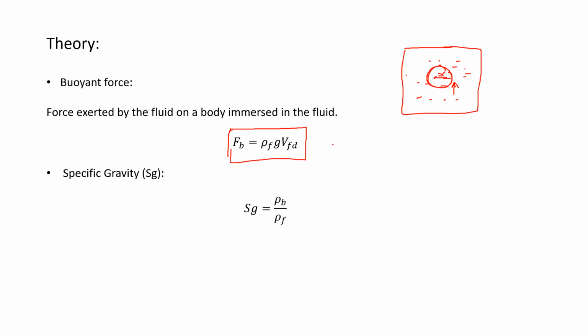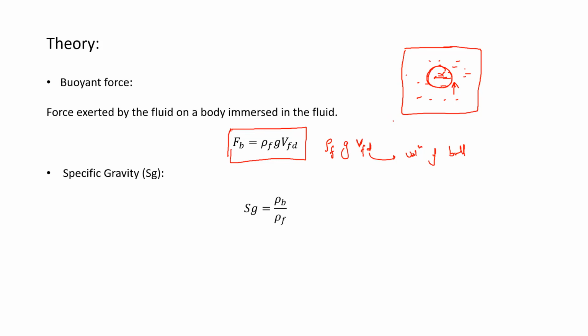And here, rho f is the density of the fluid, g is the acceleration due to gravity, and V_fd is nothing but the volume of the fluid that is displaced by this ball. That will just be equivalent to the volume of the ball itself. And then if you calculate this, you will find the amount of force that the fluid applies on the ball. This is called the buoyant force.